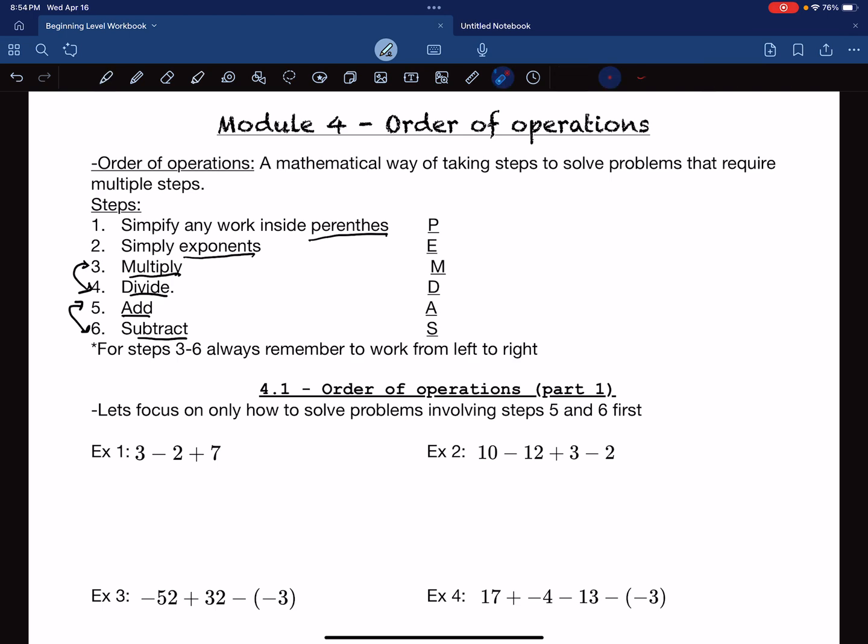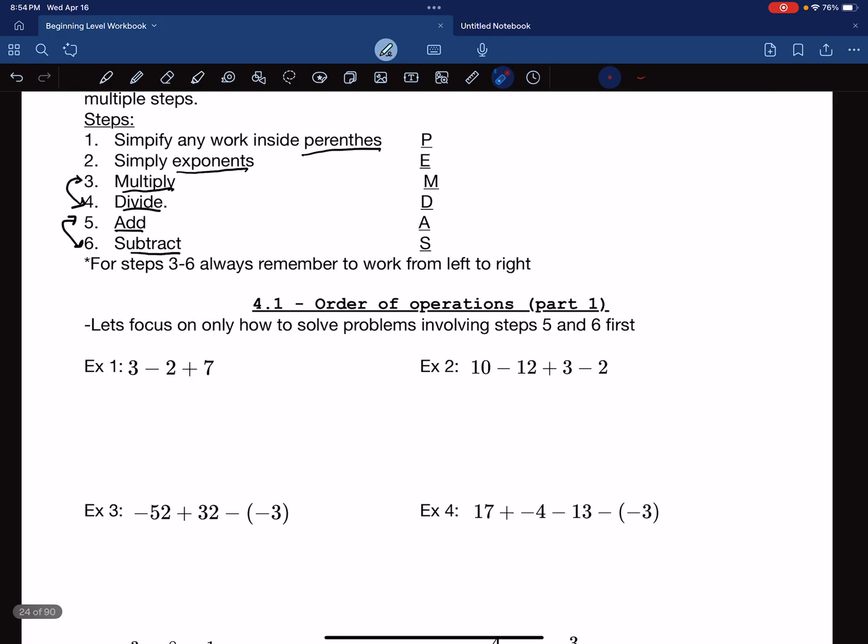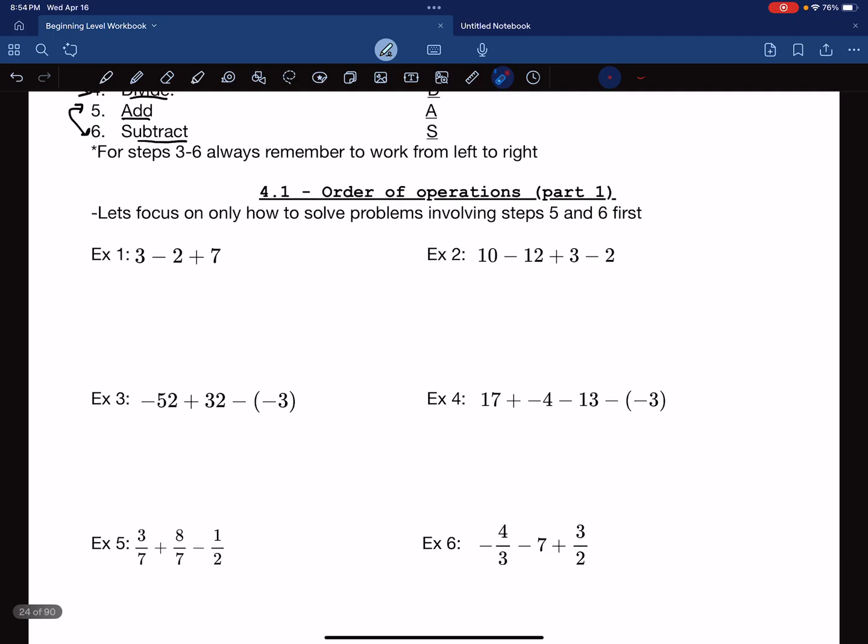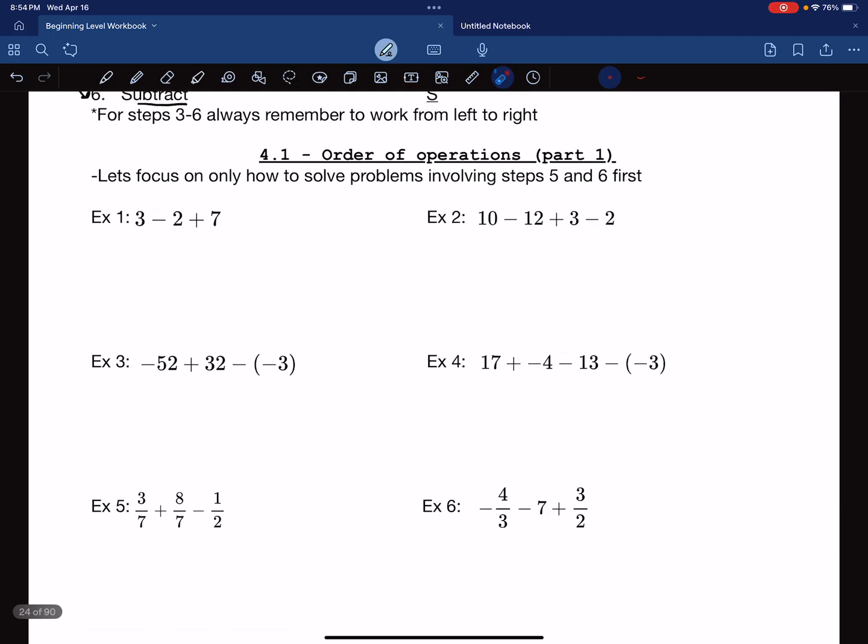So in this lesson, we will be focusing on where we just have to do steps 5 and 6 separately and steps 3 and 4 separately. And we've actually been doing this a lot without being aware of it. And when we do this, we always want to work from left to right of an equation. So without further ado, let's start the actual content of 4.1.